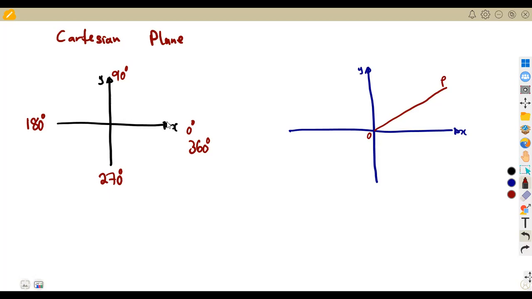Having the coordinates, remember a point on a Cartesian plane. Let's say I want to represent the point P on a Cartesian plane. It is represented with the x value followed by the y value. So this is the use of our Cartesian plane. We are saying that it is taken from the x value and the y value.